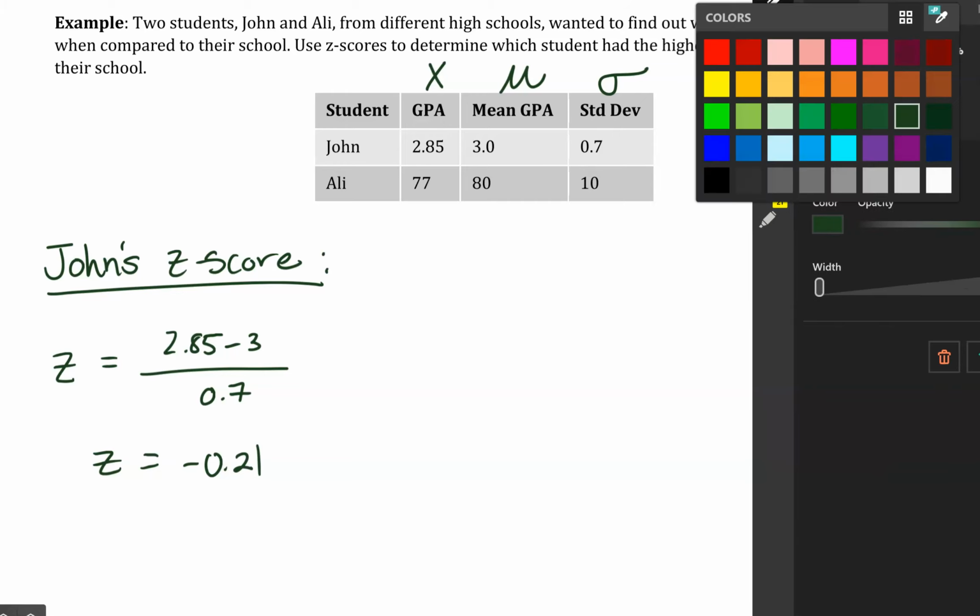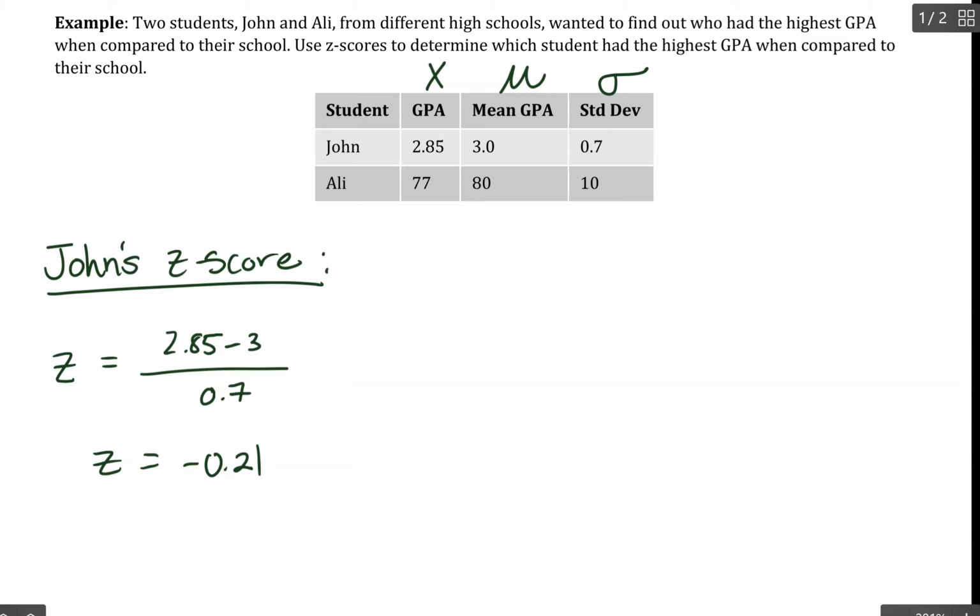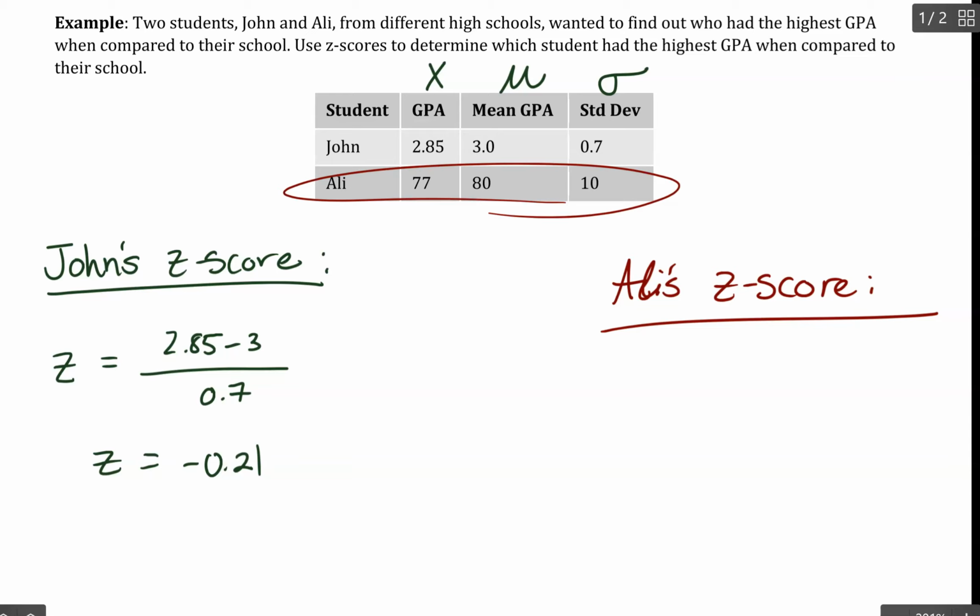So we calculated John's z-score. Now let's calculate Ali's z-score. We'll use the values from the second row in the table, and we get z is equal to 77 minus 80 divided by 10. You'll notice that Ali's high school uses a very different measuring system or metrics for GPA, and so it's really hard to compare the two when they're not on the same playing field. And so z-scores kind of level everything. When I do this calculation, I get that the z-score is negative 0.3.